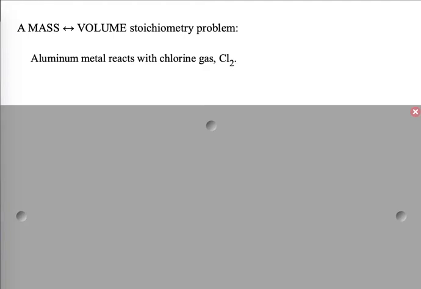Now, what about a mass to volume stoichiometry problem? Okay, this is a little bit more complicated. Aluminum metal reacts with chlorine gas. Let's write the equation. Aluminum is a solid, chlorine is a gas.